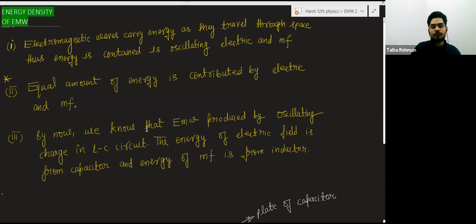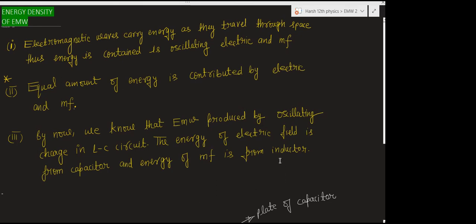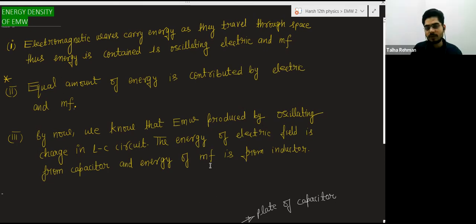And by now we know that the electromagnetic wave is produced by the oscillating charge in the LC circuit. The energy of the electric field is from the capacitor. From the capacitor, what do we get? The electric energy. And from the inductor, what do we get? The magnetic energy, or energy of the magnetic field.